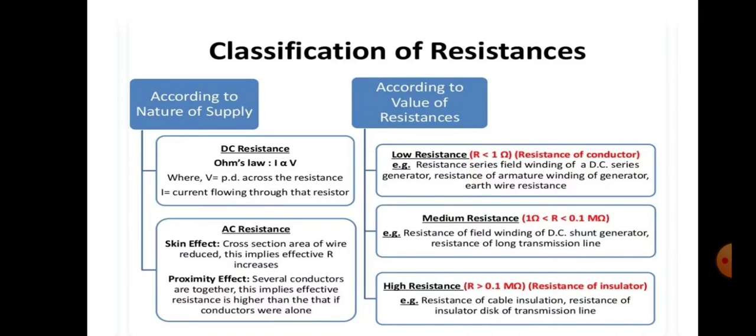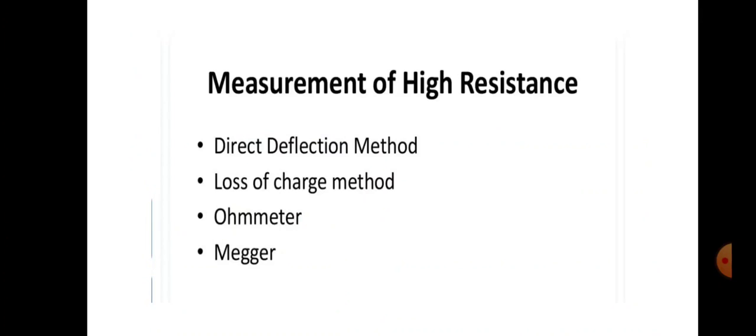So remember these three basic points. Resistances are classified into three categories according to their range. So first we will see the measurement of high resistance. There are different types of methods or devices which can be used for the measurement of high resistance.